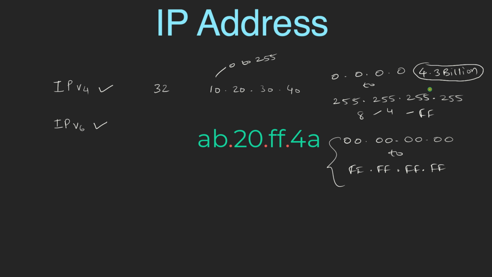Given that we need to have unique IP addresses for each device connected to the internet, the 4.3 billion IP addresses is very limiting, because we have a lot more devices connected to the internet than this 4.3 billion IP addresses. So there are different ways in which this problem was solved.